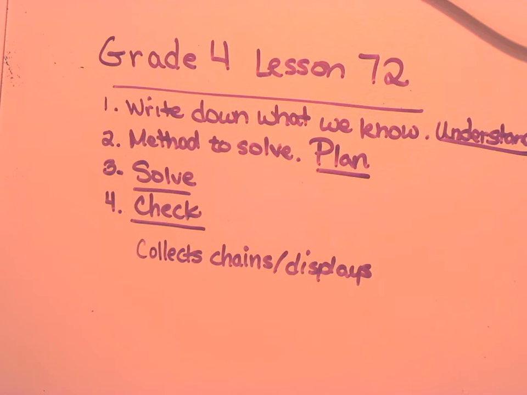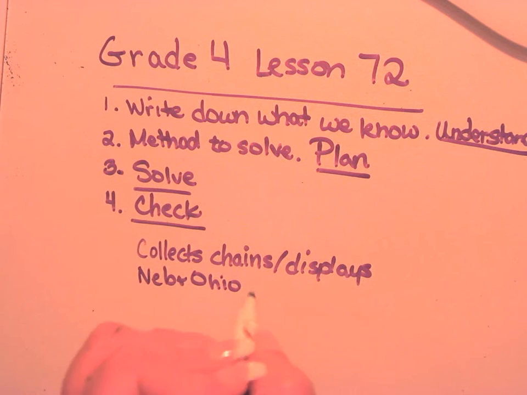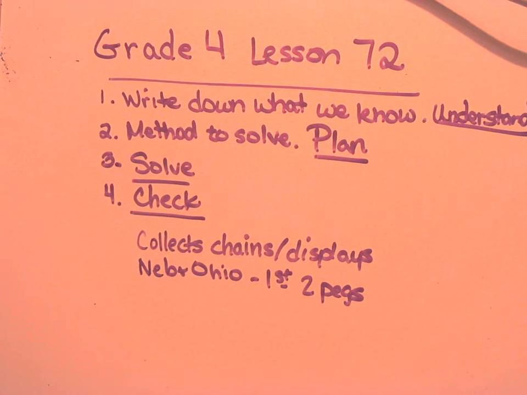Since Alyssa lives in Nebraska and her grandmother lives in Ohio, she always keeps Nebraska and Ohio keychains on the first 2 pegs. So we have Nebraska and Ohio, first 2 pegs. Doesn't change. We're going to keep those ones in the first 2 spots. Okay? How many different ways can Alyssa arrange the keychains in one row?